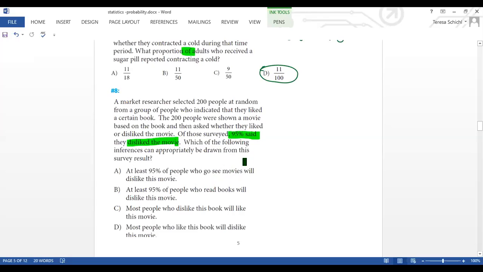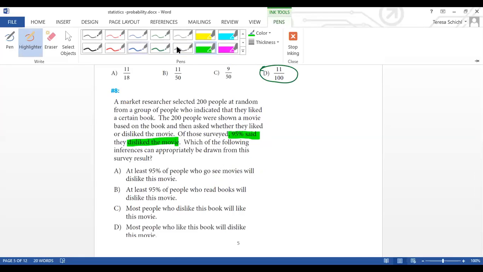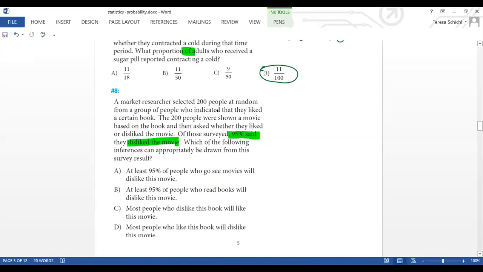So let's say that out of 200, 95% of them don't like the movie. Okay, let's take a look at what our choices are here. At least 95% of the people who go to see the movie will dislike the movie. Okay, at least 95% of the people who go to see the movie will dislike the movie.